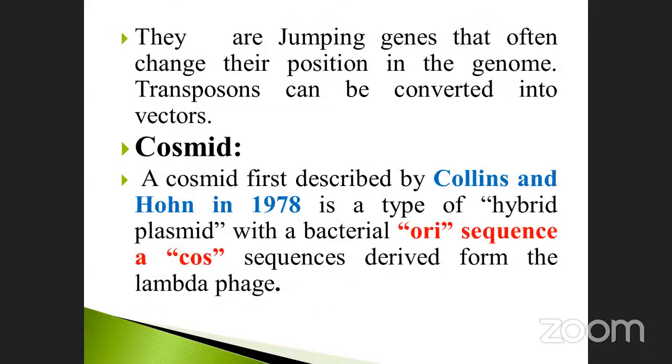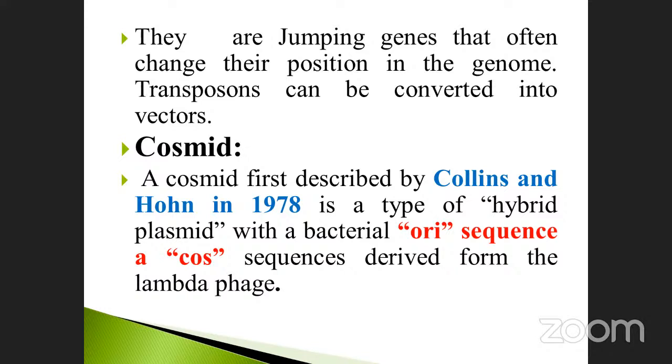Okay, see, that's one. There are jumping genes that often change their position in the genome. Transposons can be converted into vectors. The transposon gene is also used as a vector. So what are the types present? One is called cosmids. What about the plasmids? But here they give a name, cosmids.